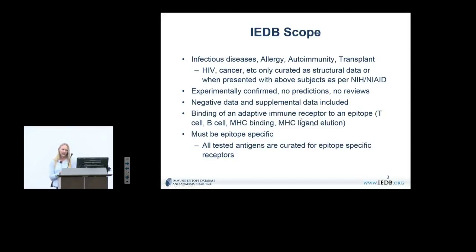So each of the experiments in the IEDB would demonstrate the binding of a T cell, an antibody or B cell, an MHC binding experiment, or MHC ligand elution experiment, where that receptor is epitope specific. So if a known epitope specific receptor was tested in other experiments other than binding to the epitope, we actually also include those. So if an epitope specific antibody neutralizes a virus, we would have that experiment as well.